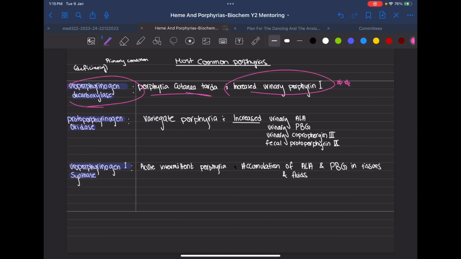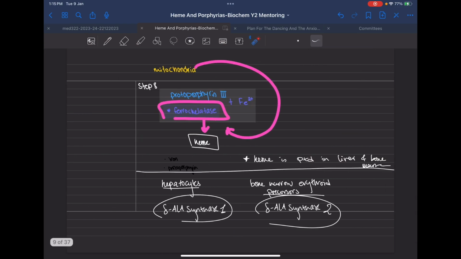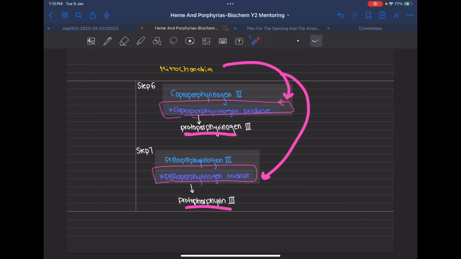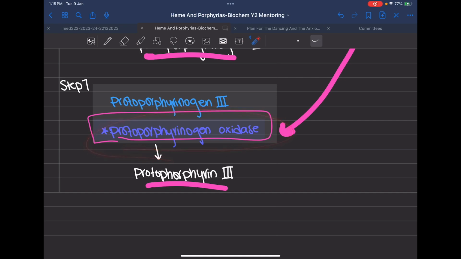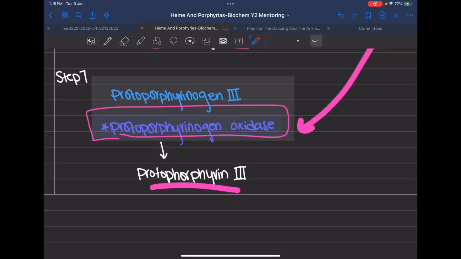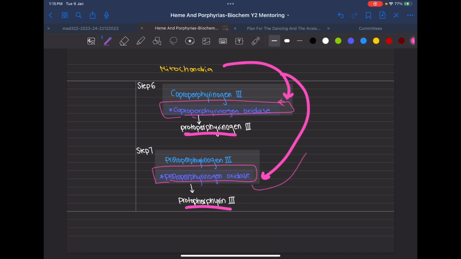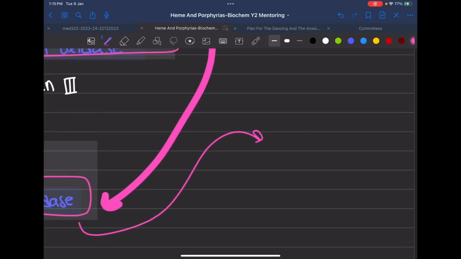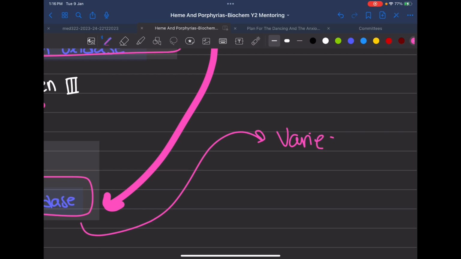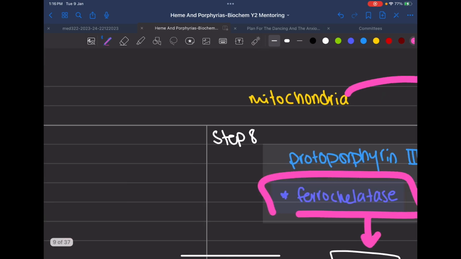Alright, moving on. Our next most common porphyria is variegate porphyria. So variegate porphyria is associated with a deficiency in the protoporphyrinogen oxidase enzyme. So let's go to that step over here. Protoporphyrinogen oxidase is a mitochondrial enzyme, and its deficiency will result in variegate porphyria.